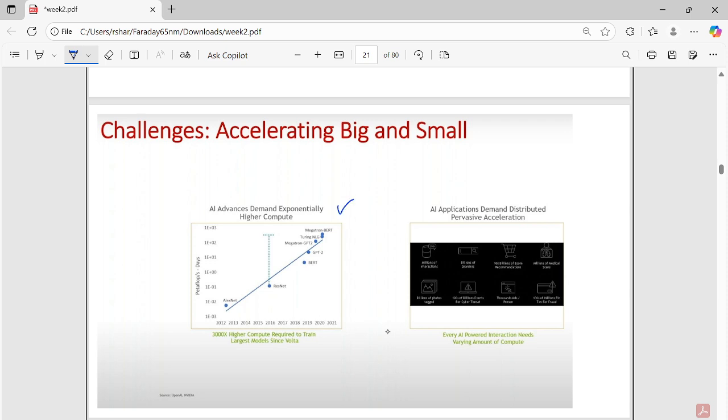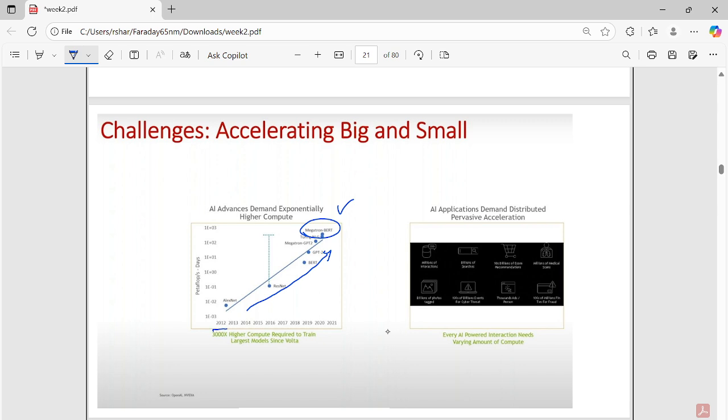AI advances demand exponentially higher compute. AI is advancing at an exponential rate, not just in accuracy, where accuracy is increasing or the error is going down, but also the models are becoming more and more complex, and we need to increase the compute power to train the networks.